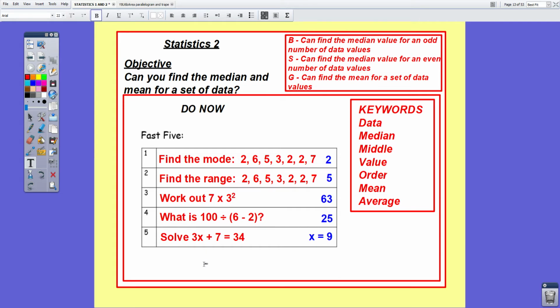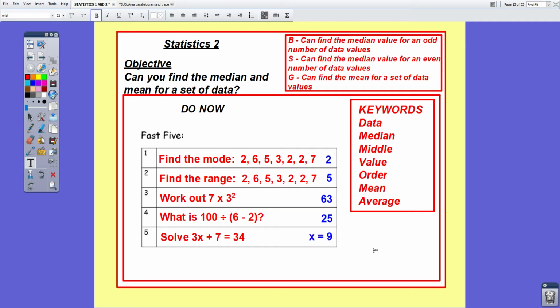And finally, question 5, solve 3x plus 7 equals 34. If we subtract 7, we get 3x equals 27. Then divide by 3 gives us our answer, x equals 9. Okay, I hope you scored 5 out of 5 on those. If not, don't worry too much.